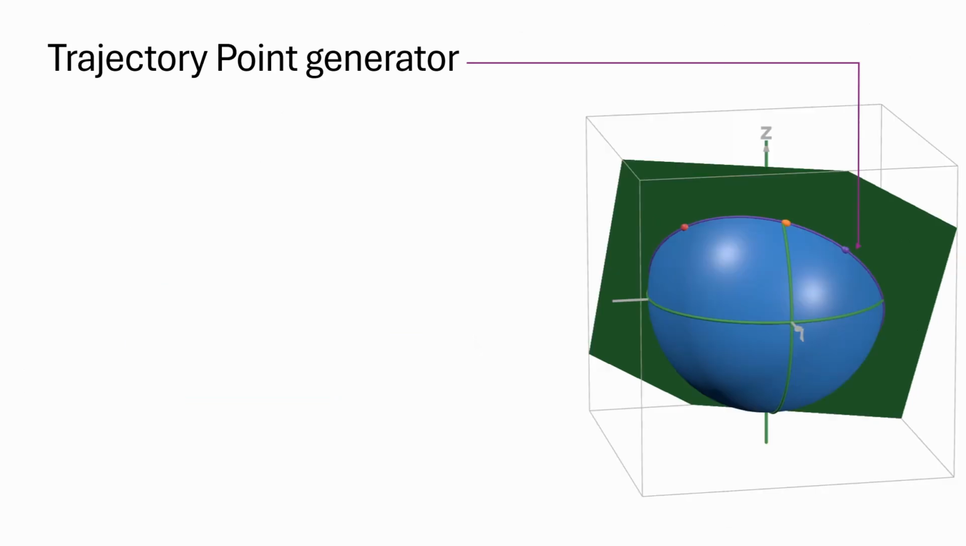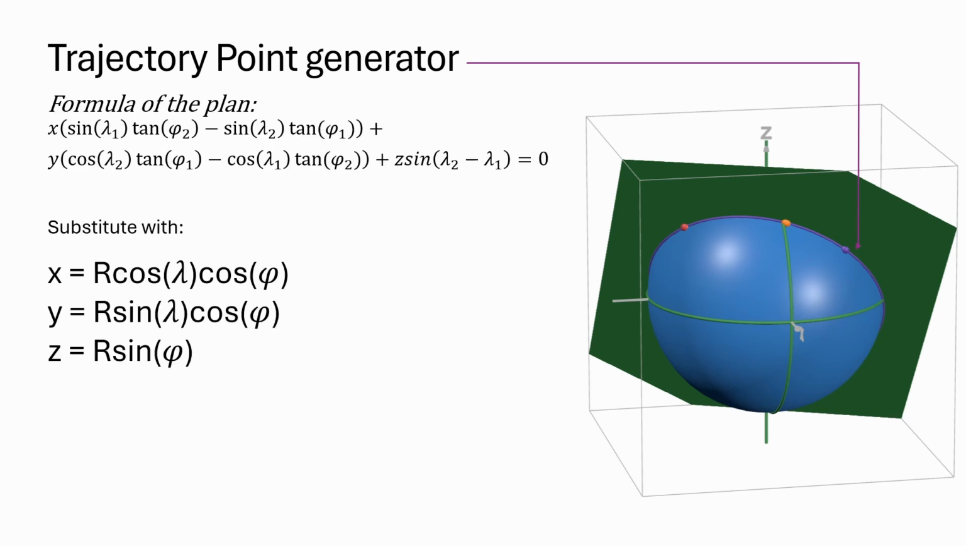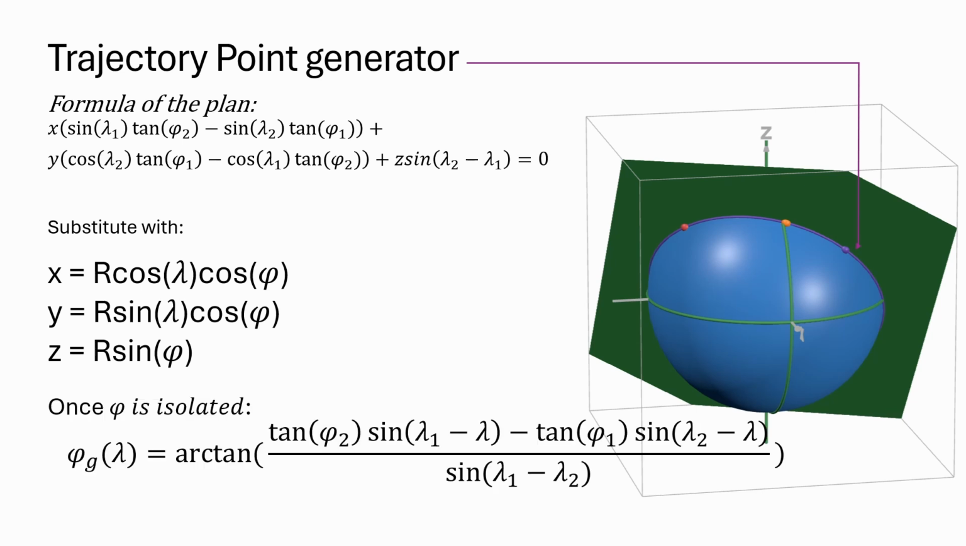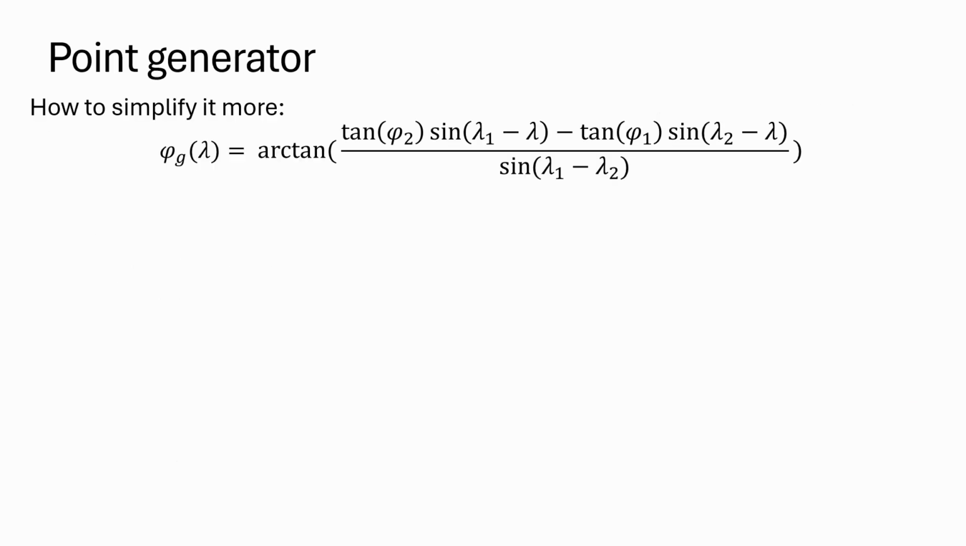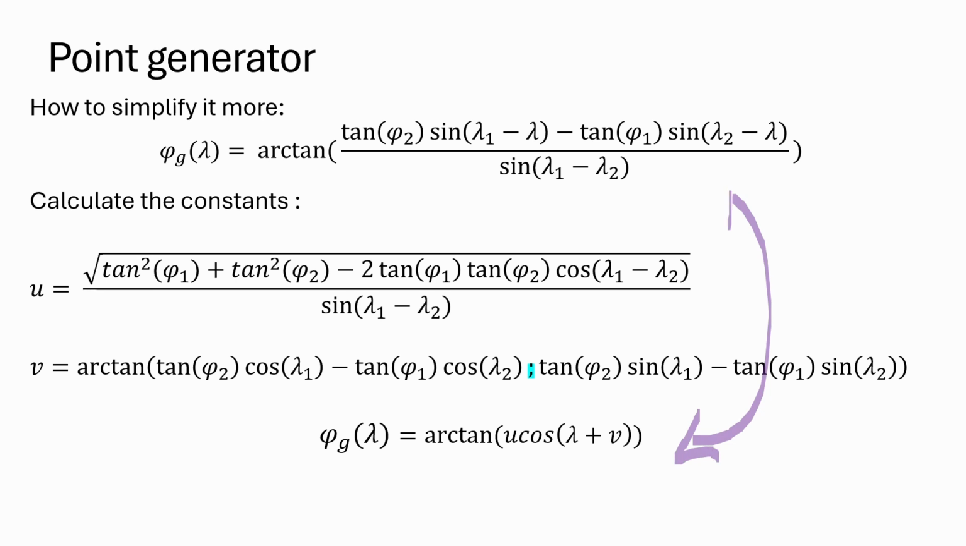Now we're going to make our trajectory point generator. The way we do this is we calculate how the plane intersects the globe. And every point where the plane intersects the globe is part of our trajectory. So we use the formula of the plane and we substitute our coordinate to polar formula. And now once we isolate phi, we get our polar coordinates trajectory point generator. We're going to simplify it a bit more. If you calculate these constants, you can actually simplify it. These are the exact same things, they're just simplified.